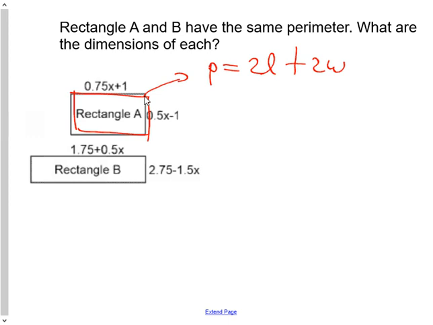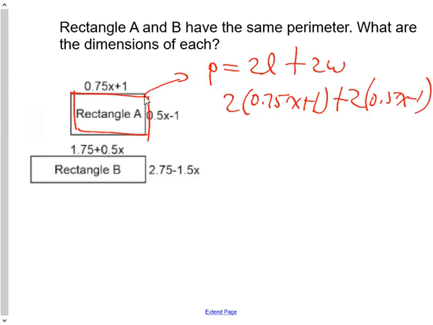And then what we're going to do is calculate what the perimeter is algebraically by substituting what we know. So this perimeter here of A will be 2 times (0.75x plus 1) and 2 times (0.5x minus 1).